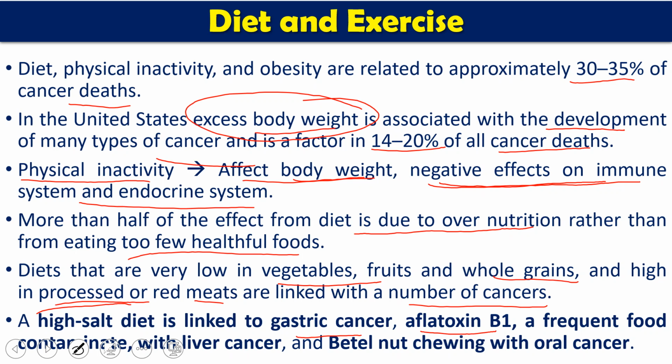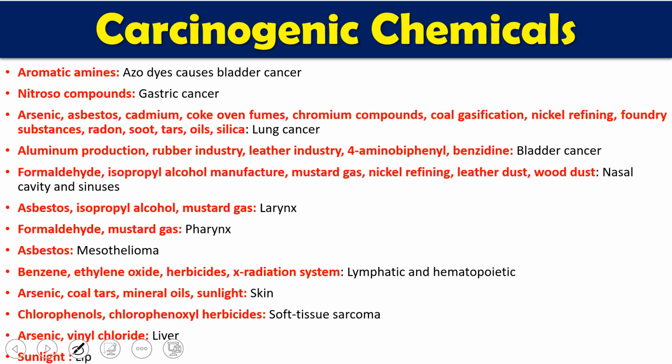Aflatoxin is a toxin produced by fungus. Aflatoxin B1 is a frequent food contaminant which causes liver cancers. And betel nut, which is in India, especially in Bihar and UP, we eat too many betel nuts. They are going to cause oral cancers. These are different carcinogenic chemicals which ultimately cause specific types of cancers.